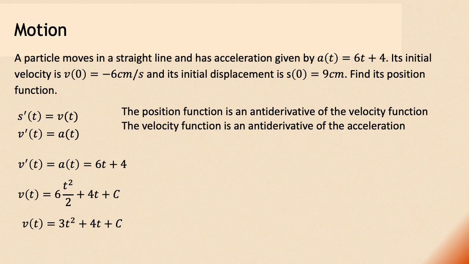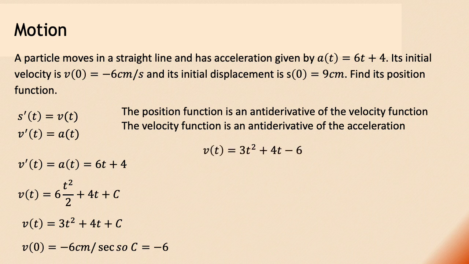Now that is the velocity function, which is not really what we're being asked for, but we want to find the specific antiderivative because we actually know something about the velocity. We know that at time 0, our velocity is negative 6 centimeters per second. So we can use that information to solve for c. Now we have a good solid velocity function, 3t squared plus 4t minus 6. Now we can keep going from there.